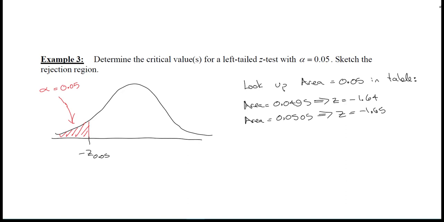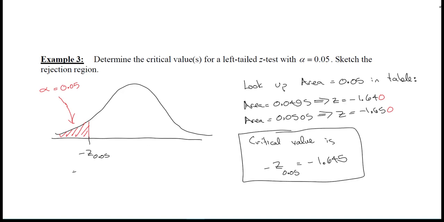So once again we split it. It may be easier to see if you add a 0. What's halfway in between 640 and 650? 645, right? So my critical value is negative z.05 equals negative 1.645. And I'm also going to write that on my table. So that is how we would find critical values using the normal distribution.